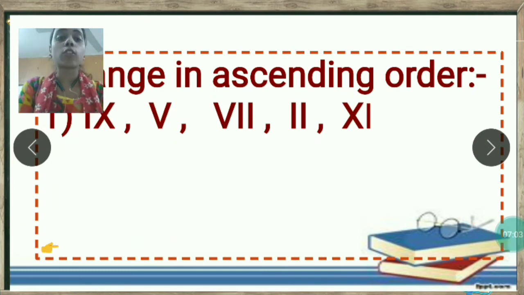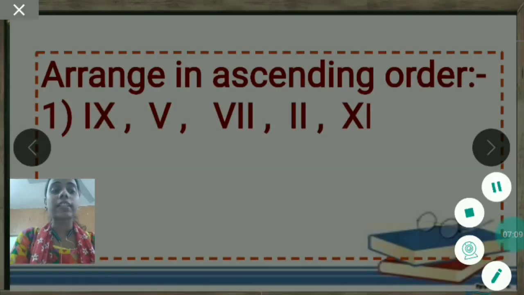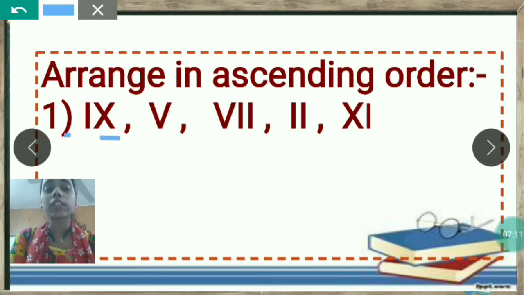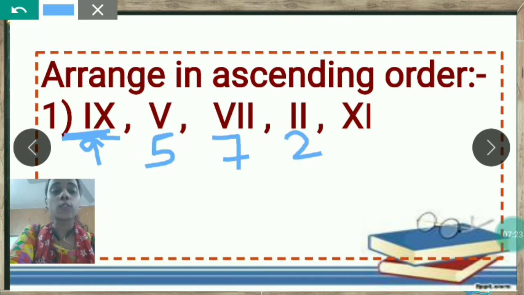As for the student, the question is, you all can see the question, arrange in ascending order. So first of all we will see the value. What is the value of this Roman numeral in the Indian number system? That is 9. The value of V is 5. The value of this is 7. I plus I is 2. It is 11. Okay, so in ascending order, how are we arranging the numbers?